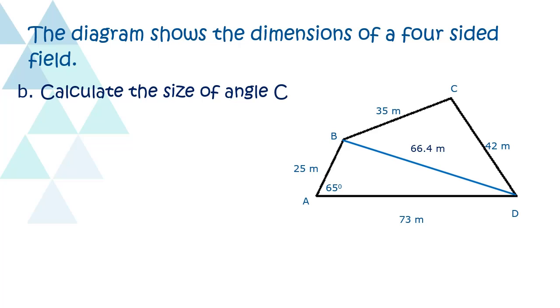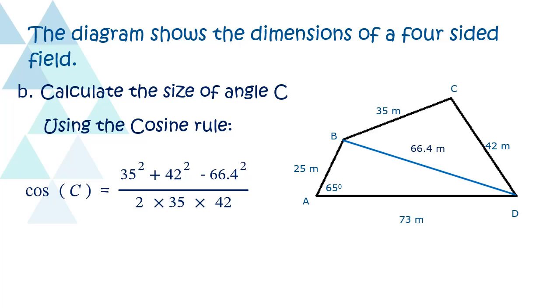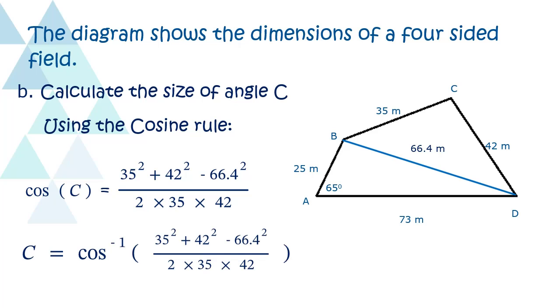Cosine C is equal to 35 squared plus 42 squared minus 66.4 squared, divided by 2 times 35 times 42. Use your calculator and cosine inverse, and you'll find that the measure of angle C is equal to 118.9 degrees, rounded to one decimal place.